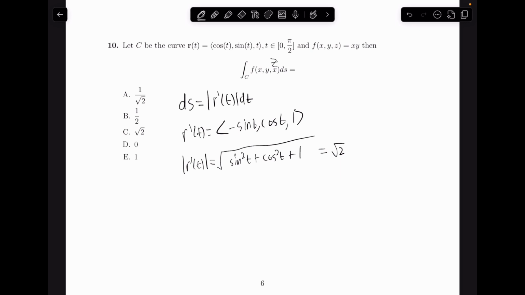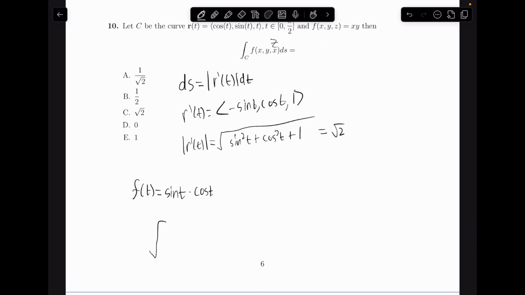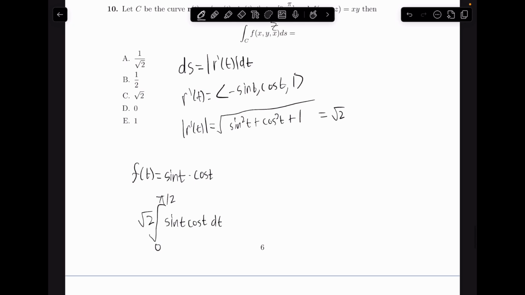We're going to need to plug in our parameterized version into our f to find f of t. F of t is going to be sine t times cosine t. So we're going to integrate with bounds 0 to pi over 2, sine t cosine t dt. And then don't forget the square root 2 constant.